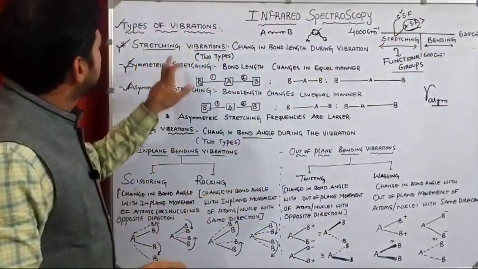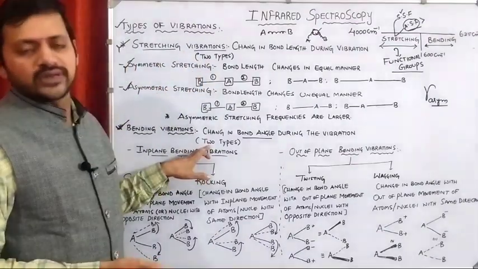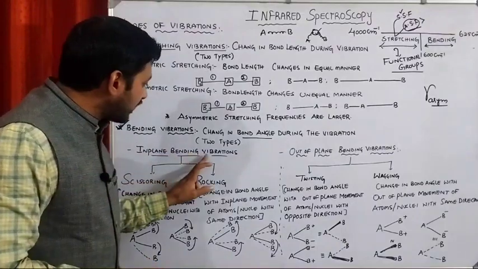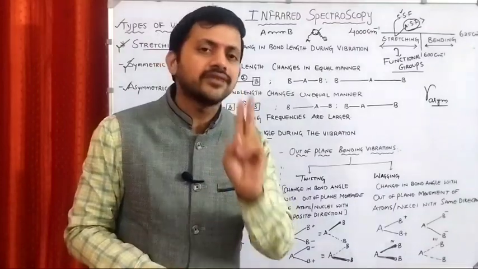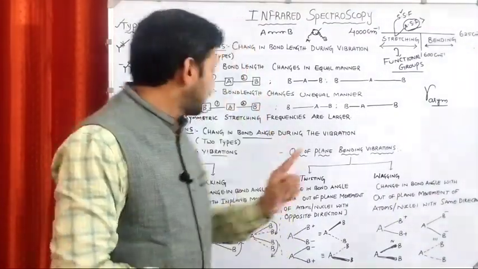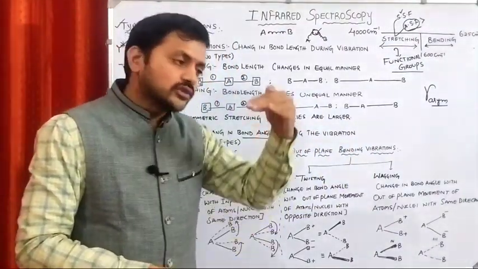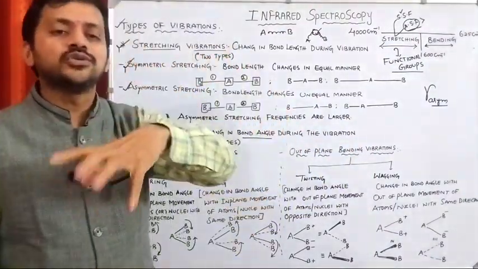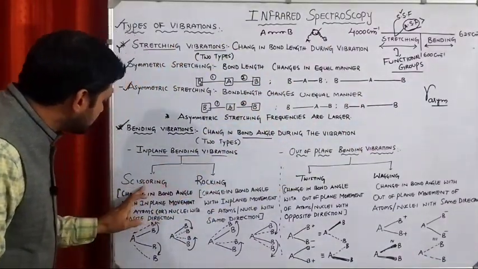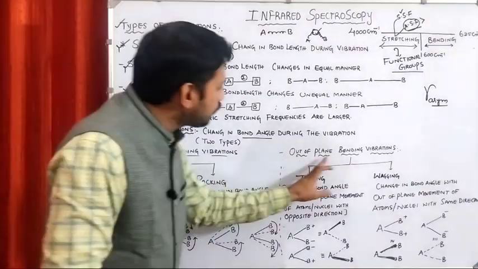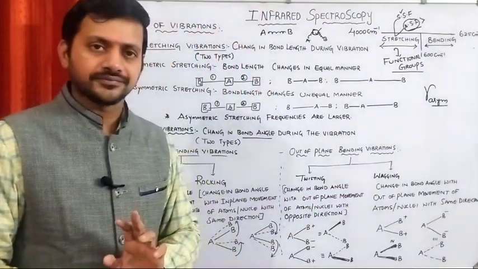Okay. Similar to the stretching vibrations, the bending vibrations are also how many types? Two types. What are those? In plane bending vibrations and out of plane bending vibrations. Bending vibrations are divided into two types. In plane bending vibrations and out of plane bending vibrations. So these vibrations are further divided into two types. See this one. In plane bending vibrations are scissoring and rocking. Out of plane bending vibrations are twisting and wagging.